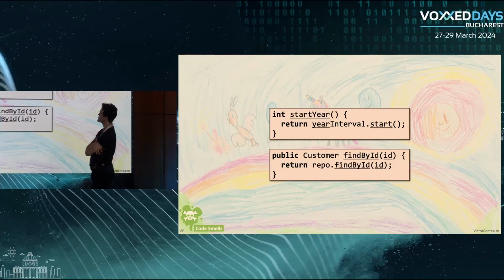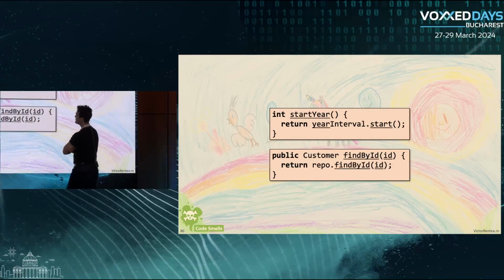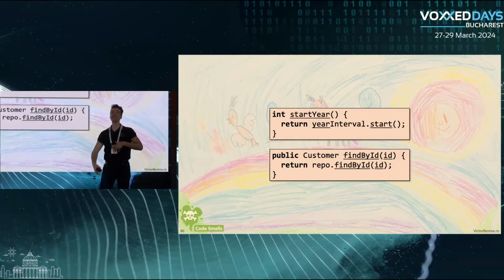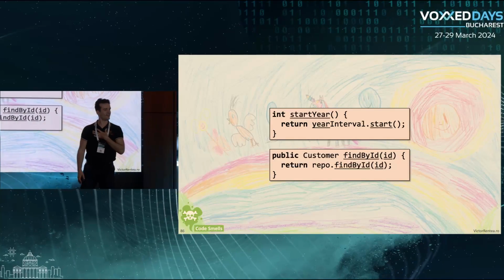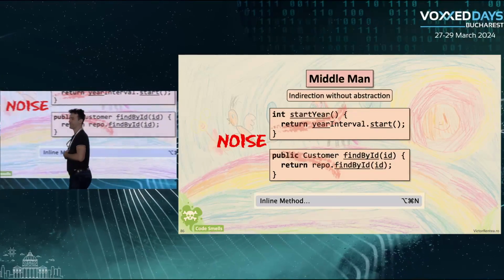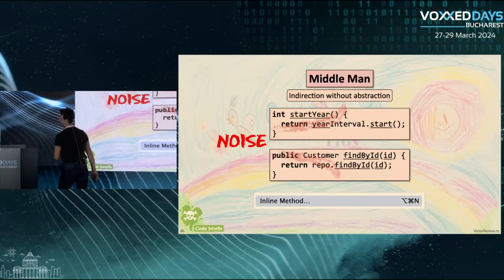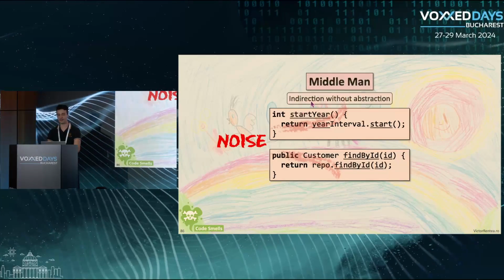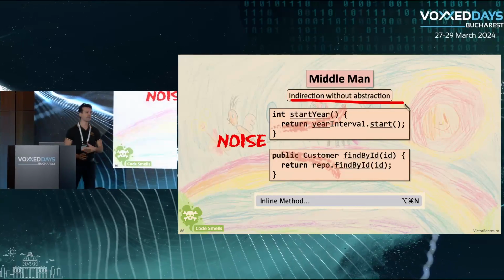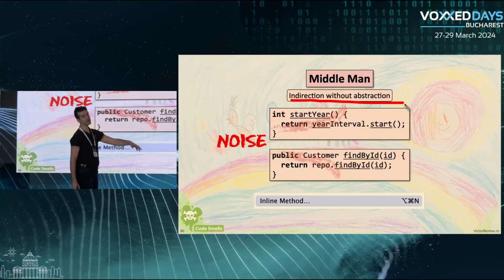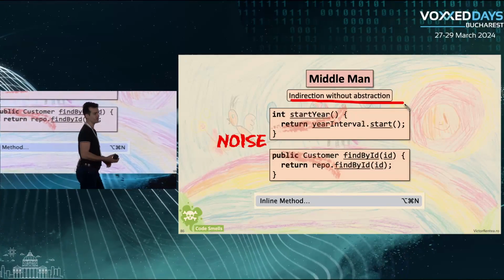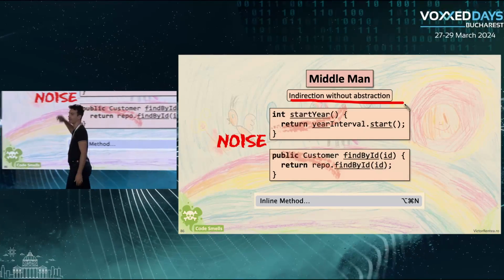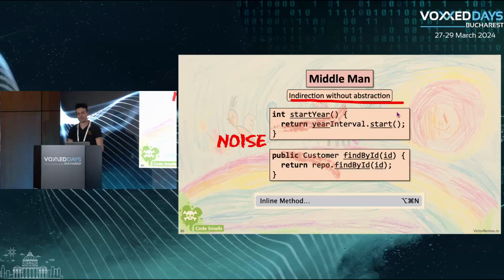Start here, return interval.start. Find by ID, return repo find by ID. Wonderful. You feel enlightened when you write code like this, right? This is bullshit. This is noise. This is boilerplate code. This is garbage code. It's indirection with no abstraction. It means there is one more hop in the method chain, but without adding any simplification to your world, without actually helping you crystallize what's going on. It's just delegation forward.